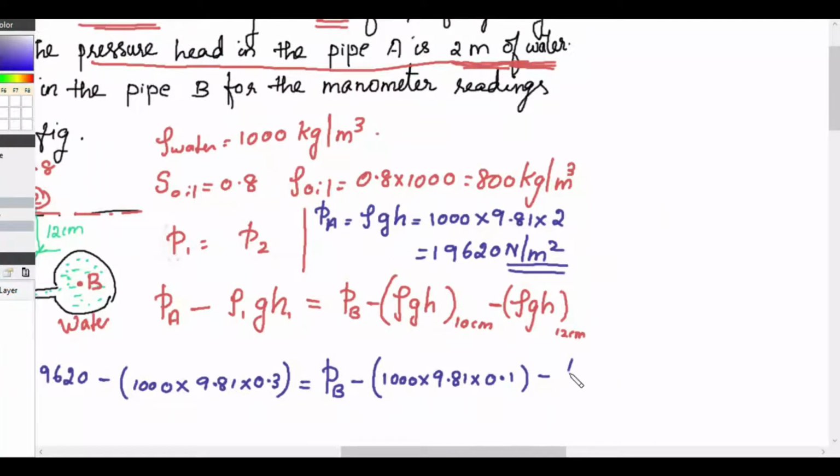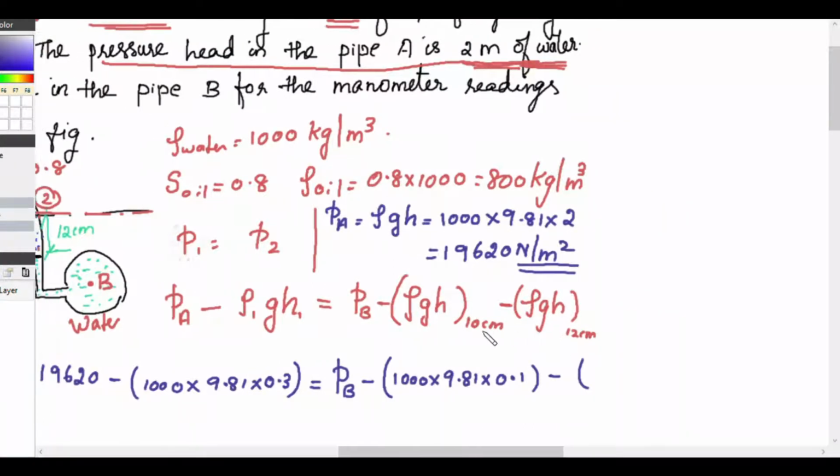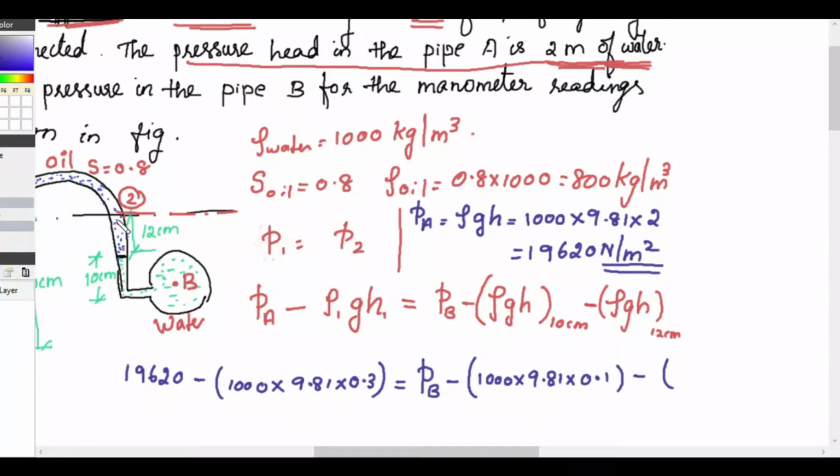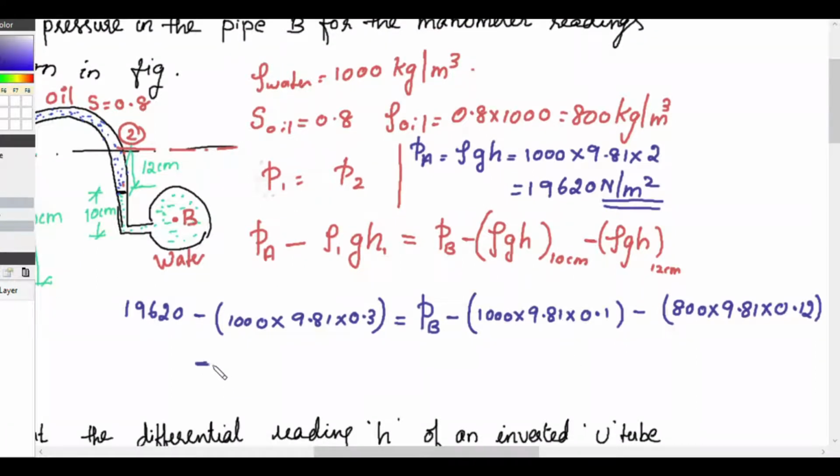minus rho G H due to the 12 centimeter, this is that of oil. This height is the difference of oil. So the density of oil is 800 into G, 9.81, into the height of 12 centimeter, so it is 0.12 meter. So we resolve this, and we get the pressure at B equal to 1.8599 Newton per centimeter square.